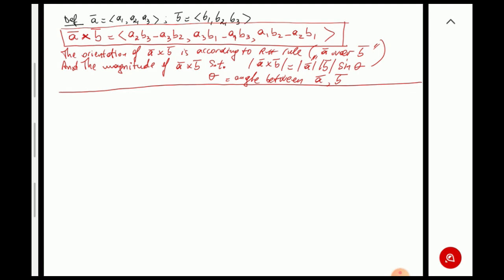So that means we have already a couple of extra formulas, right? So let's do a little bit of visualization again. If this is A, if this is B again, A cross B is going to be oriented like this according to the right-hand rule. Let's say this is theta, the angle between the two vectors.